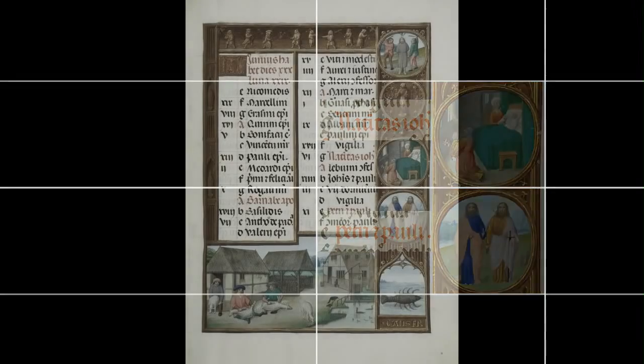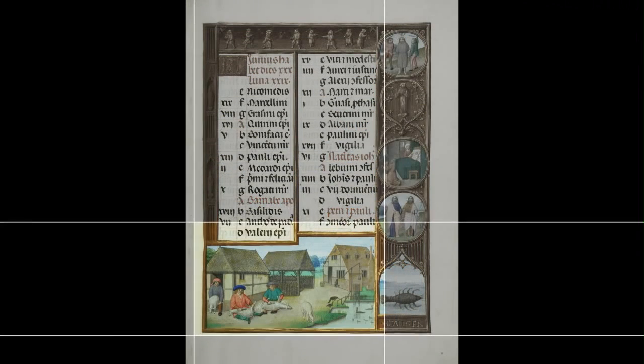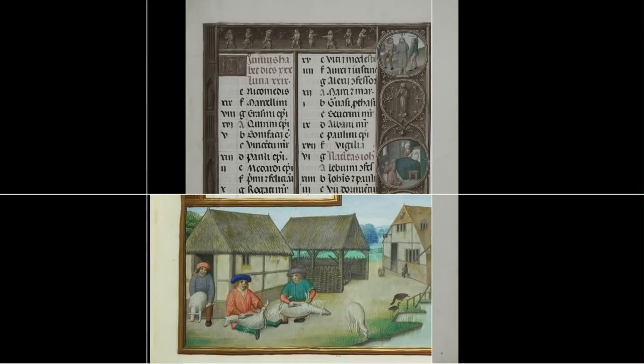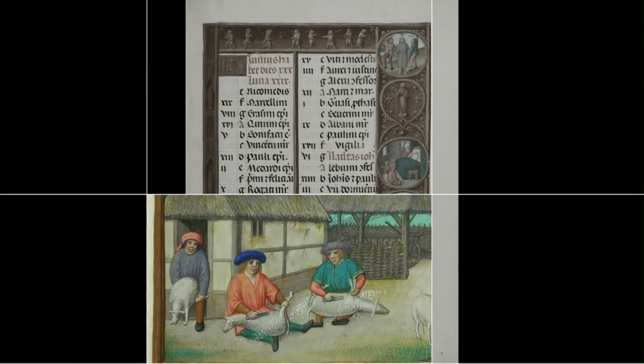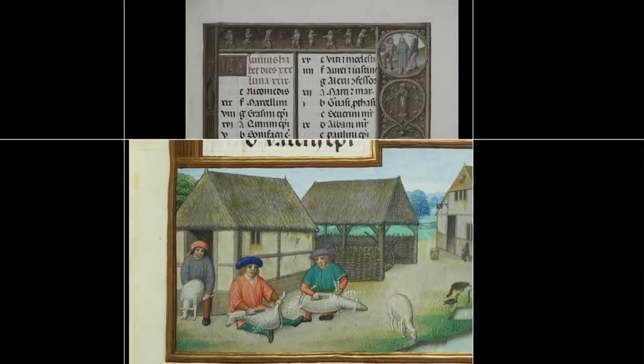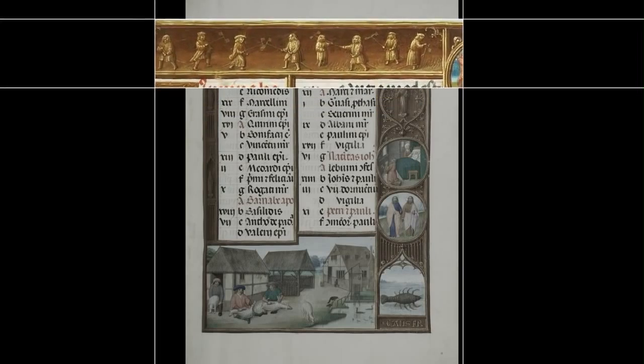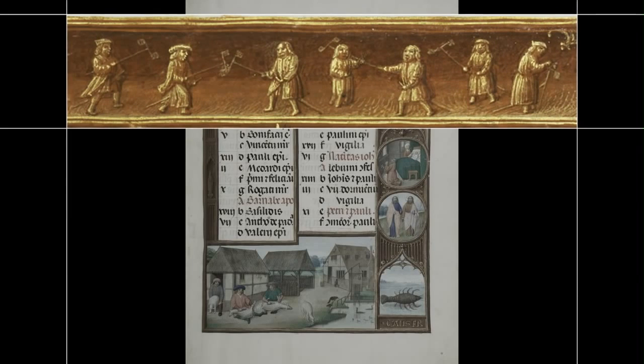Like many calendar pages, this one shows the labor of the month, an everyday occupation traditionally carried out that month. Here, peasants are shown shearing sheep, a common summertime task. Manuscripts produced in the later Middle Ages often show leisure time activities as well. In the borders of this page, children are shown playing with hobby horses and pinwheels.